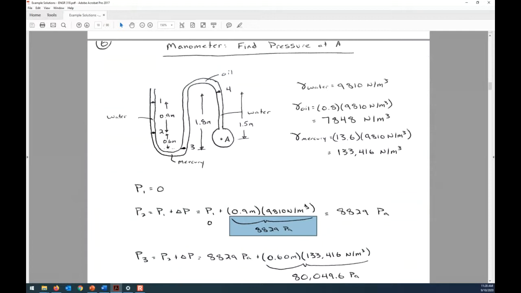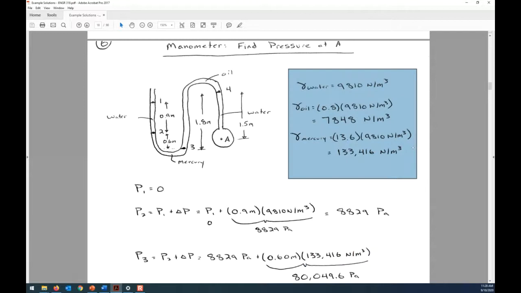Like how much is the change, for example. So in this case, the pressure at 2 is 8829 Pascal. The pressure at 3 is going to be higher because we're going down through 0.6 meters of mercury. And you can see up at the top, I've calculated all these preliminaries. So we start with the unit weight of the water. We determine the unit weight of the oil based on its given specific gravity of 0.8. Determining the unit weight of the mercury, because we know the specific gravity of that is 13.6.